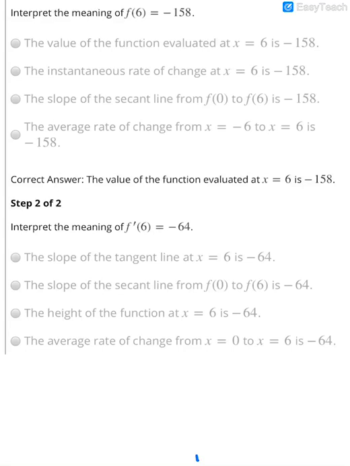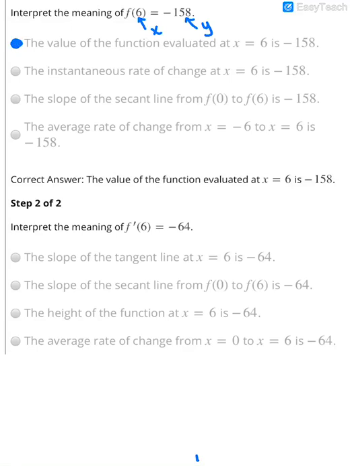Now, some of the questions are just going to ask you to interpret some meanings of function notation. So you'll notice on this first one, it says interpret the meaning of f of 6 equals negative 158. If you remember back in algebra, for function notation, the 6 represents your x value and the negative 158 represents your y value. So if we look at our choices, the first one says the value of the function evaluated at x equals 6 is negative 158. That would be a true interpretation of that function notation.